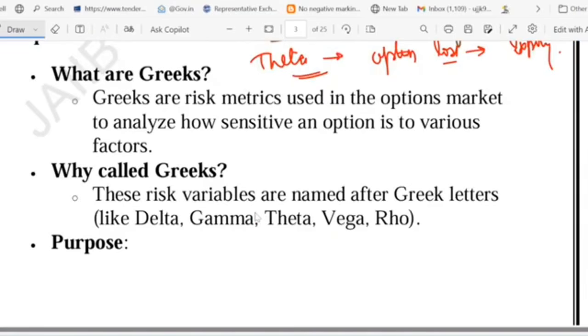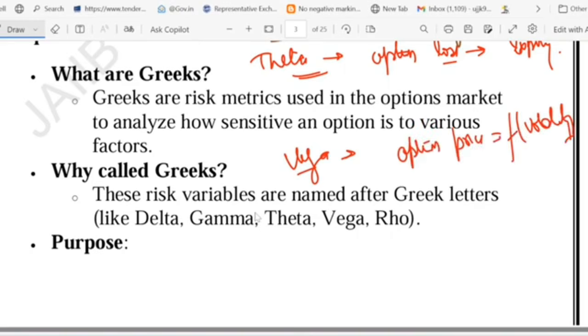Vega is another kind of Greek. Vega shows how option price changes with volatility. So it shows how the option price gets affected by volatility. Then gamma. Gamma is another kind of Greek. It shows how delta changes. And finally we have rho. Rho shows sensitivity to interest rate.